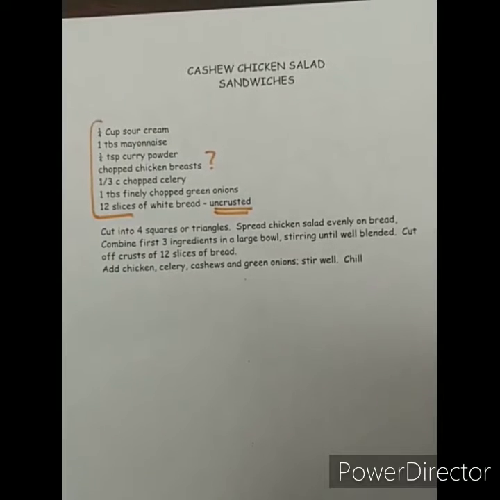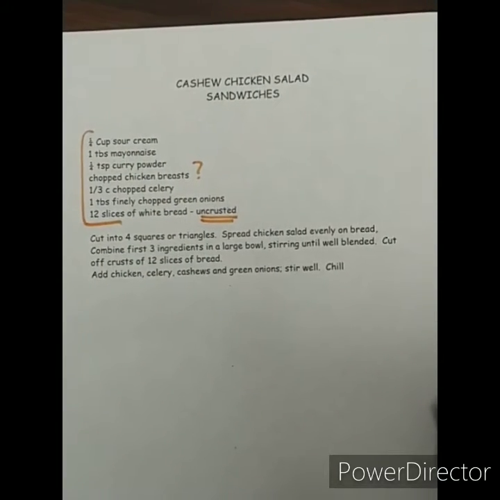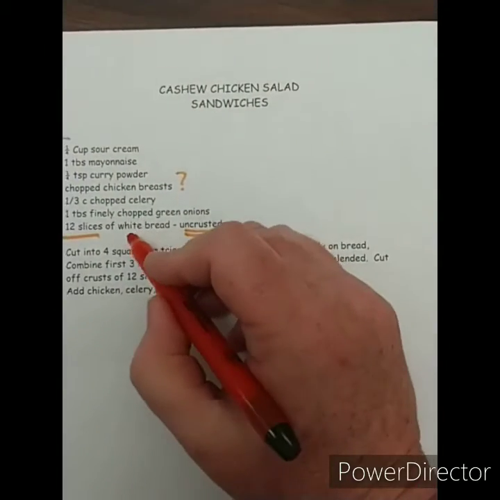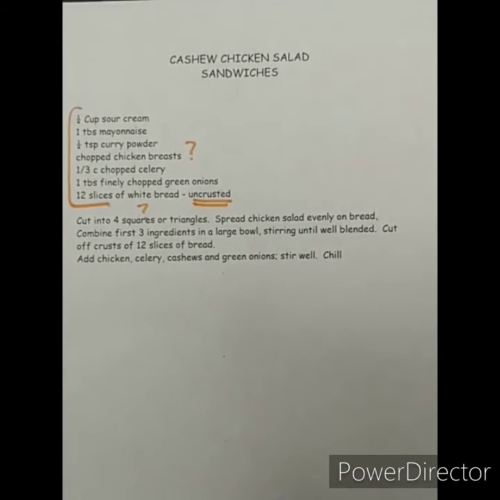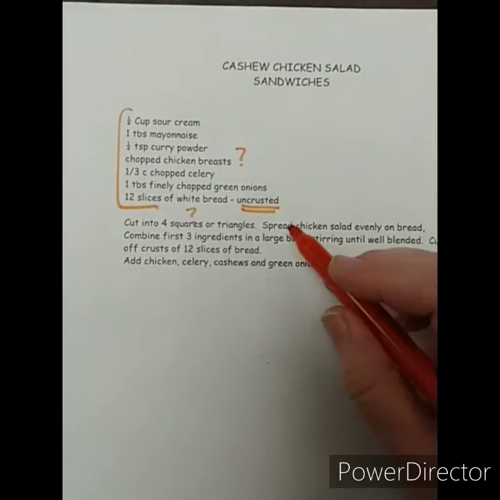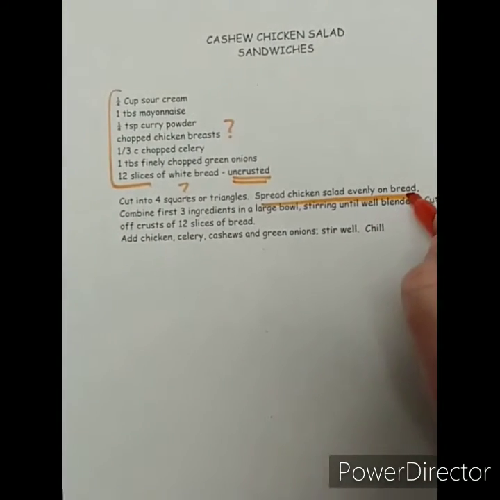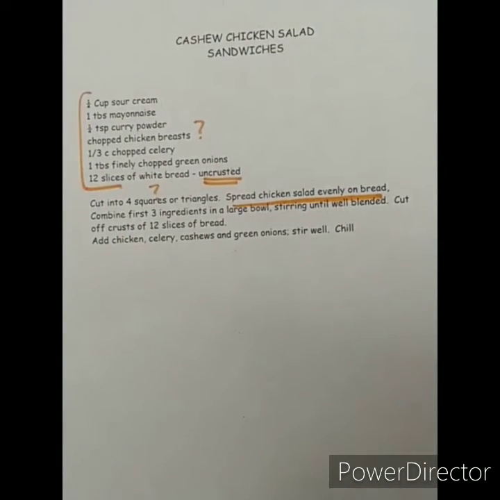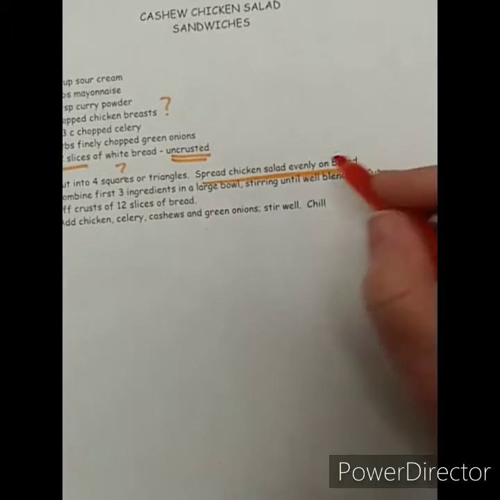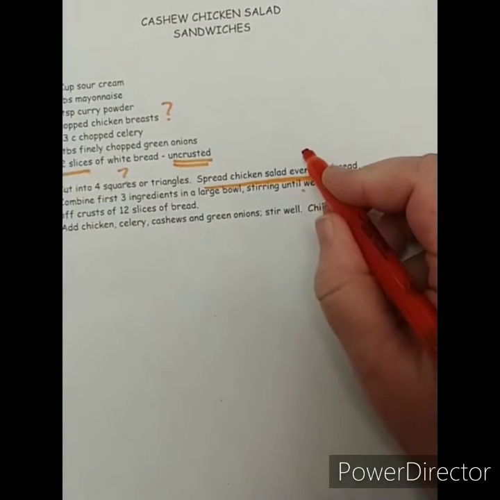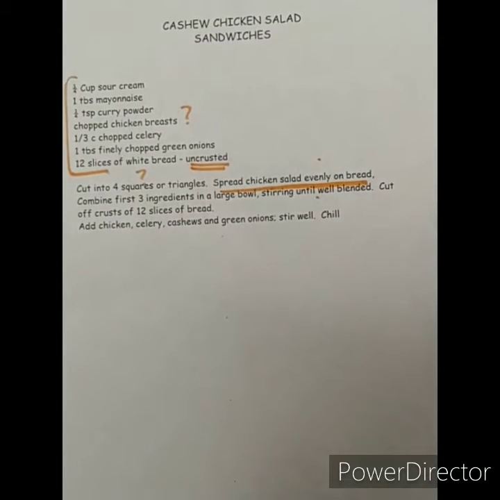Then I go to my instructions. Cut into 4 squares or triangles. What am I cutting? I don't know. Spread the chicken salad evenly on the bread. What chicken salad? I didn't even make it yet. Combine the first 3 ingredients in a large bowl, stirring well until blended. Am I supposed to do this before I do this? I think maybe it's out of order.